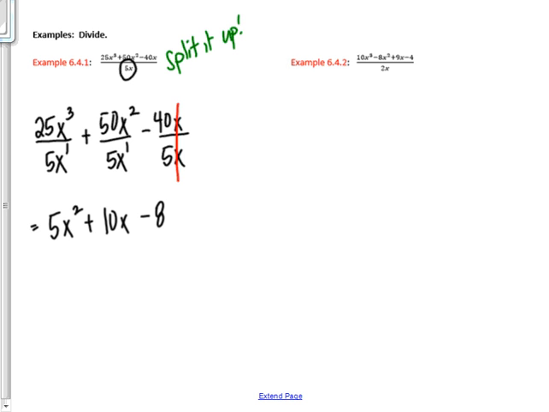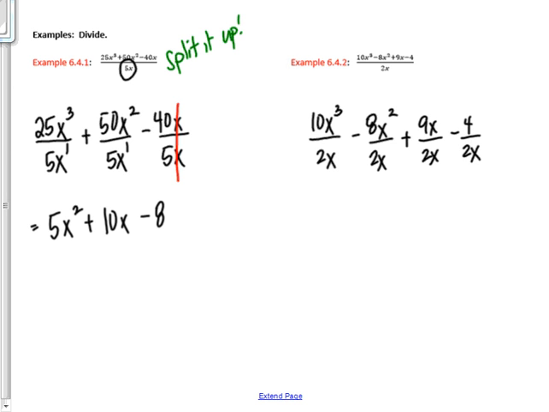Alright, so the same thing here, but this time I have 4 terms on top. So I'm going to take my 10x cubed and stick a 2x underneath it, my negative 8x squared, and stick a 2x underneath it, and my 9x over my 2x and my negative 4 over my 2x.